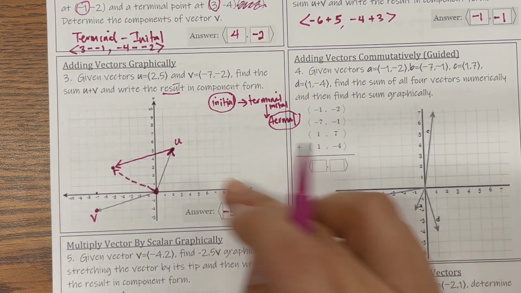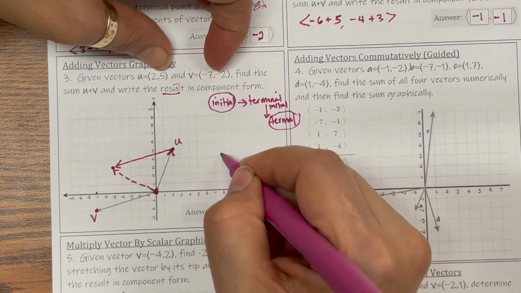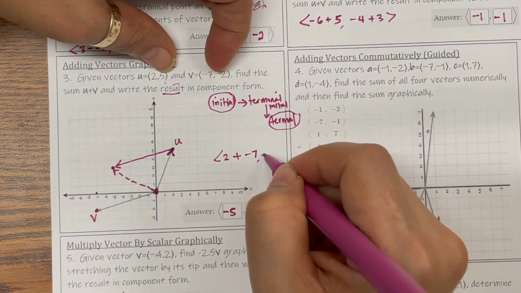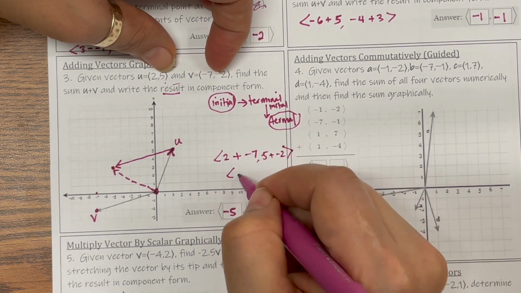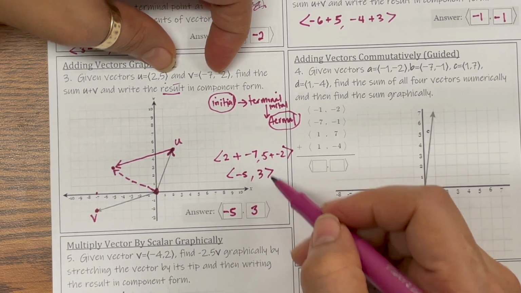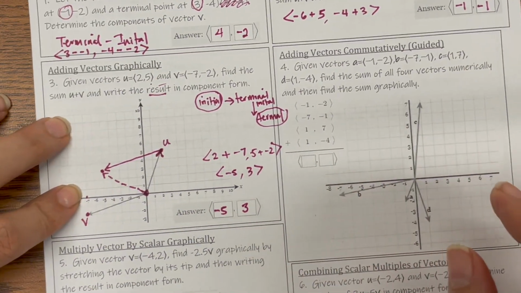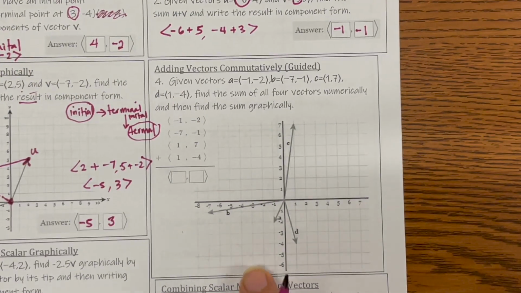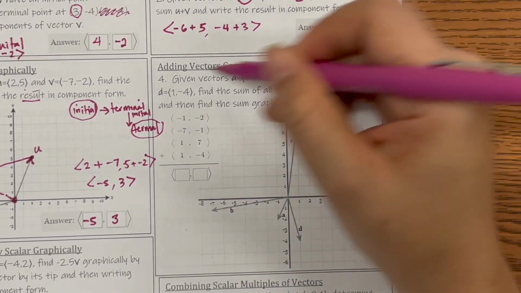Again, we're going to check this numerically, but that's how you do it graphically. Numerically, adding the two vectors, you would have 2 plus -7 for the first one, and 5 plus -2 for the second one. So 2 minus 7 is -5, and 5 plus -2 is +3. So you see, doing it numerically or graphically, you end up in the same place. Graphically is definitely better when you have a lot of vectors, because you get confused with the negatives.